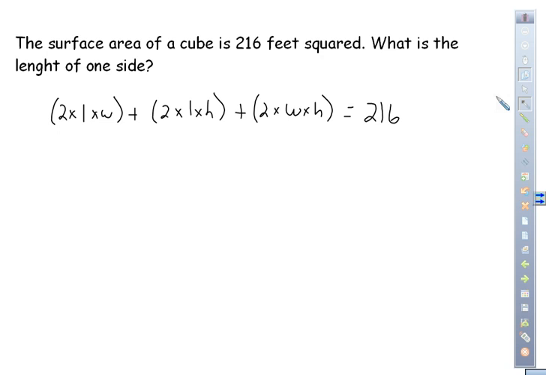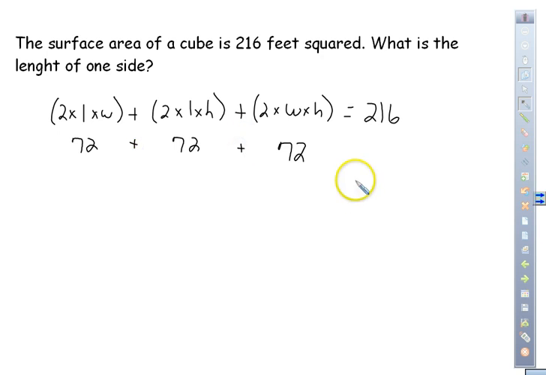So again, let's work backwards. Since they all have the same length, this would be your top and bottom, this would be your left side, right side, and this would be your front and back. Since all three of them are going to have the same area, let's go ahead and divide 216 by 3. That's going to give me 72. So we know that the answer to each one of these will be 72.